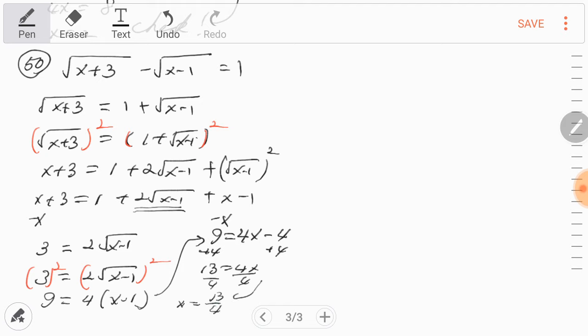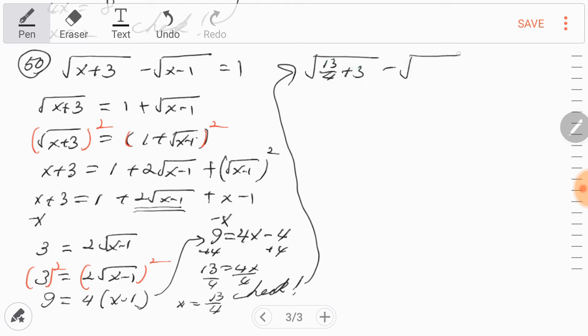Let's check if this value satisfies the equation. Square root of 13 over 4 plus 3 minus square root of 13 over 4 minus 1 is equal to 1. Is it equal to 1? Let's check. So square root of 13 over 4, okay, 3 is 3 over 1, so multiply top and bottom by 4, 12 over 4, minus 13 over 4 minus 4 over 4.